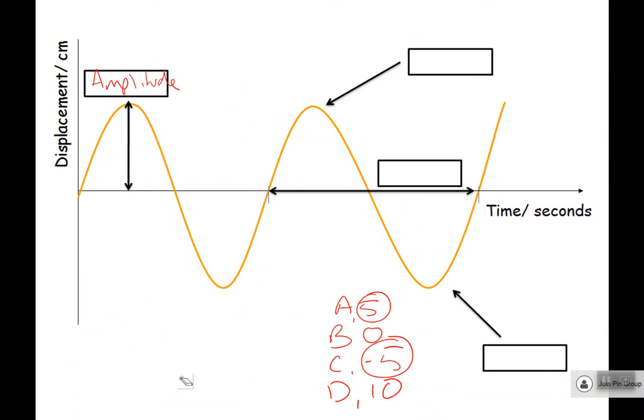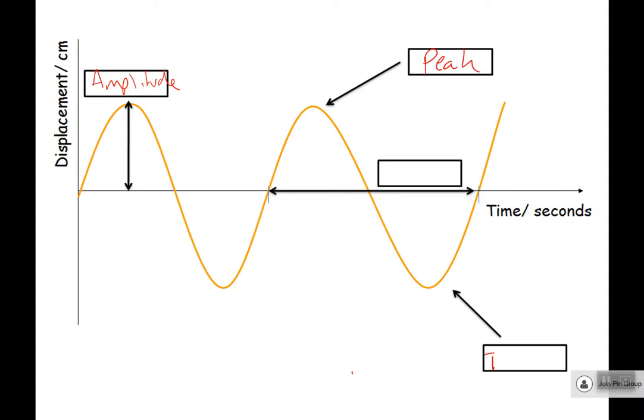So some keywords we're going to use. This point here, right at the top, this is called a peak. And this point down here, that's called a trough. Now the peak is the highest point of the wave, and the trough is the lowest point. Think of a peak like a peak of a mountain, and trough, well, pigs eat from troughs. That's the shape of a trough.